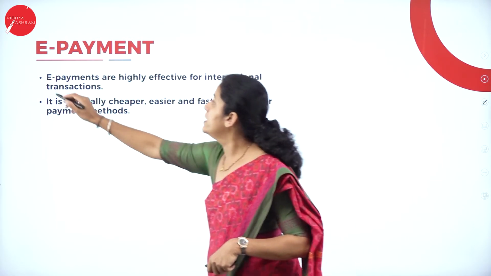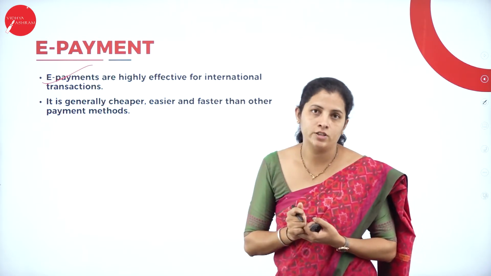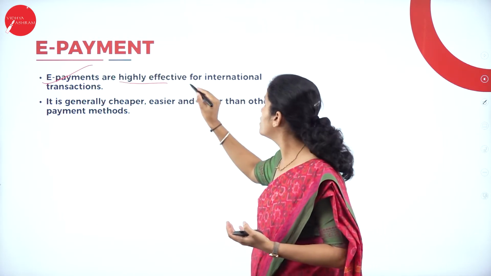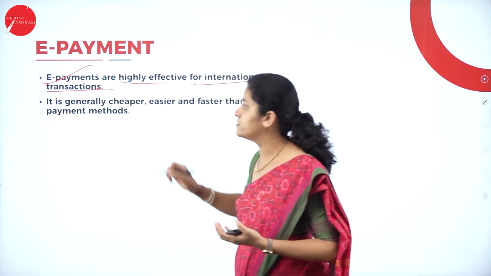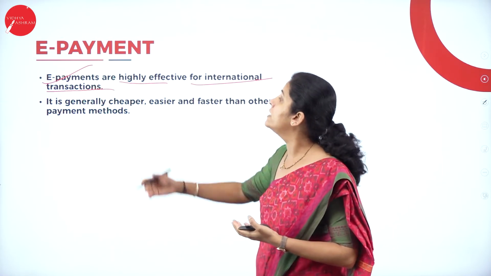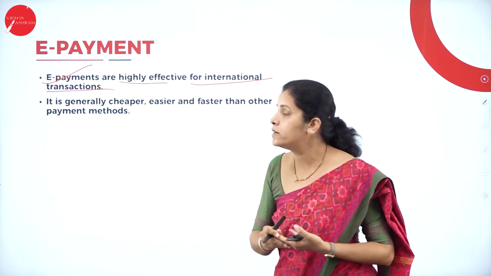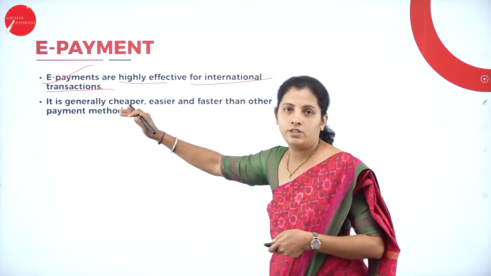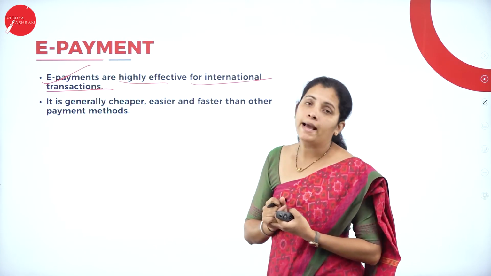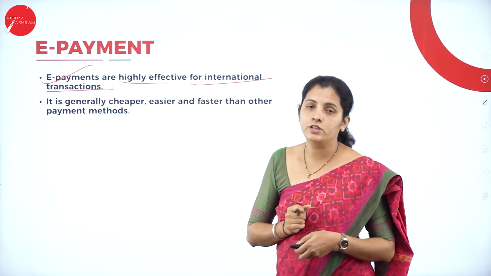So here the e-payments are highly effective for international transactions. That means it is highly effective and more secure for international transactions, and it is the most commonly used e-payment system. It is generally cheaper, faster and easier compared to your offline, that is traditional, methods. So for these reasons, most organizations and banks provide e-payment systems or online transaction methods.